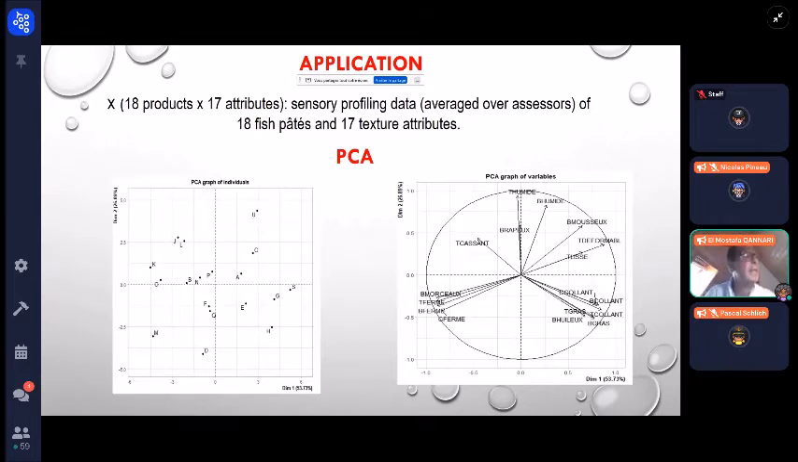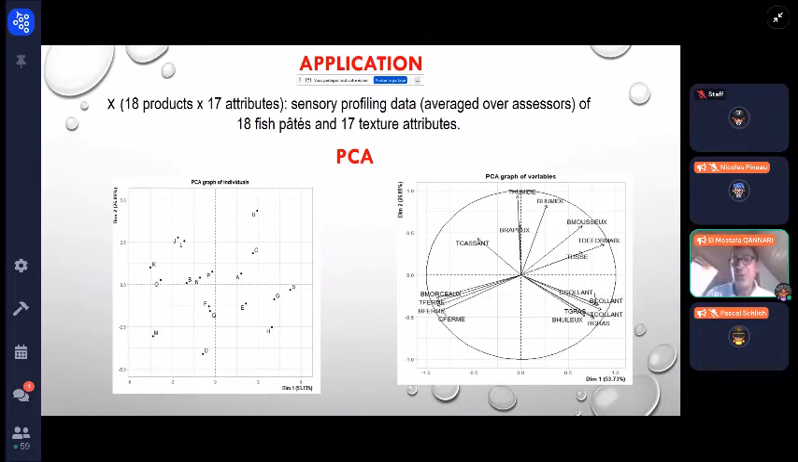Here is an application with sensory profiling data. You have sensory profiling data, 18 fish pâtés and 17 texture attributes. You have here "morceaux", which means pieces, entire pieces of meat or fish in the pâté, and you have firm in the mouth, B firm, and you have firm in touch, firm etc.